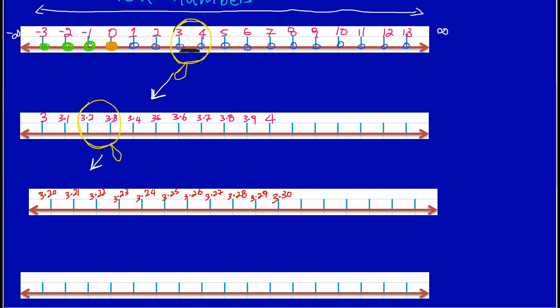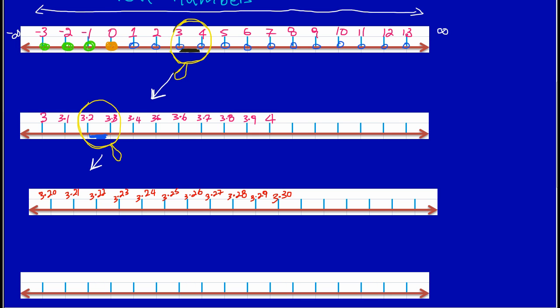So between 3.2 and 3.3, in this region that I'm coloring right there, there are an infinite number of values still there between those two units right here. And again, if I do the same thing between, for example, 3.22 and 3.23.